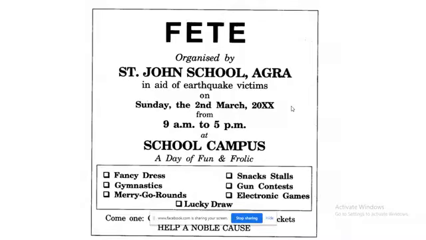Fate, so date, time, place you see, and yes, a special attraction in a box, and with one tagline, "Help a noble cause." The organizer is already written because it is clearly mentioned who is organizing it.